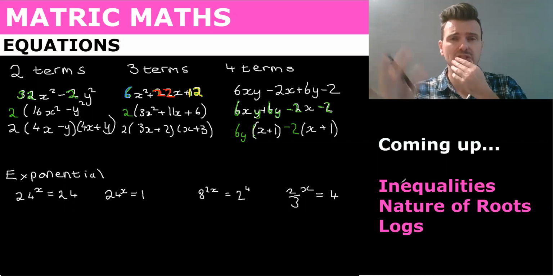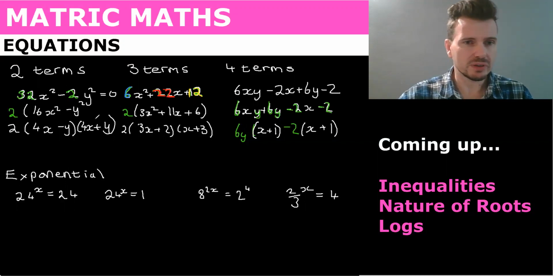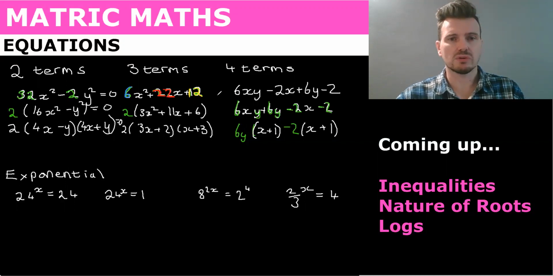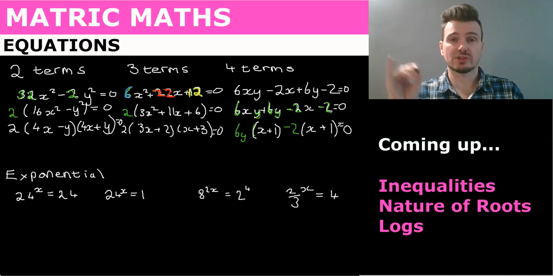Because I've already shown you how to factorize, this question could have been equals 0, and then it would have been an equation question. So what I'm going to do is just make an equals 0 on all of these, as if it was an equation question. So what you would have done is to factorize. If you're not sure how to do that, check out the last video that I did.